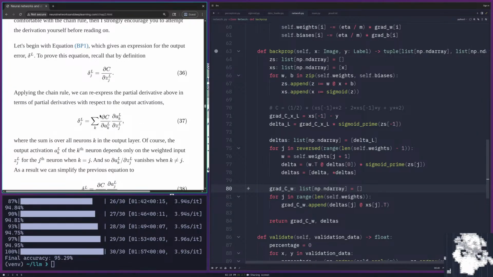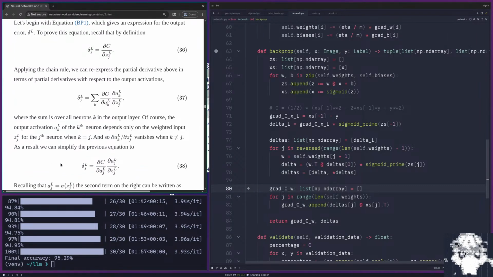Where the sum is over all neurons k in the output layer. Of course, the output activation A of the kth neuron depends only on the weighted input z of the final layer for the jth neuron, when k equals j. It depends on it only when k equals j.